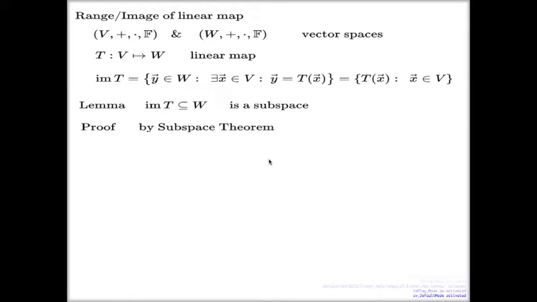proof by subspace theorem. So we need to test three conditions of the subspace theorem. First, I need to show that the zero vector is in the image. All I need to do to convince you that the zero is in the image is to write this. The zero vector is the image of a zero vector. So there is an element in here, the zero vector, which returns zero on the right-hand side. And that's why the zero vector is in the image.